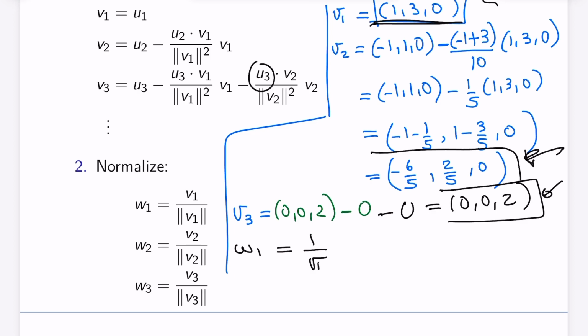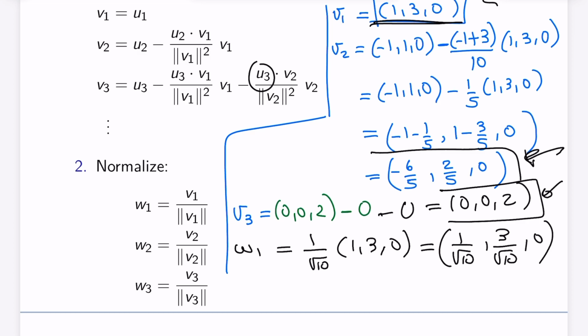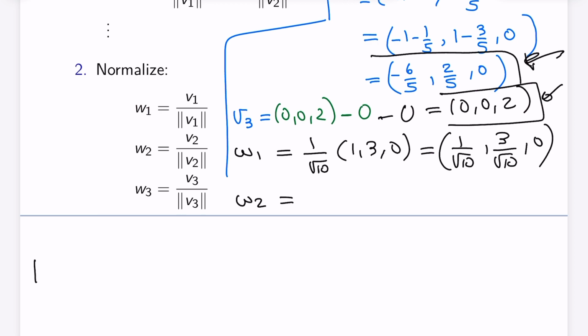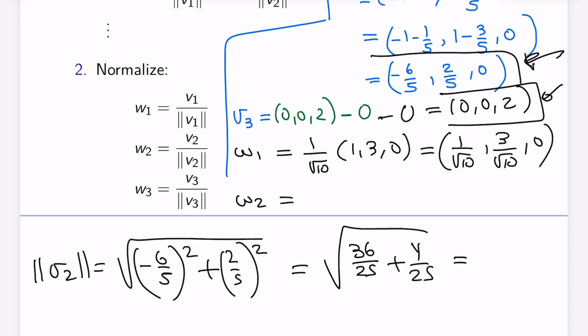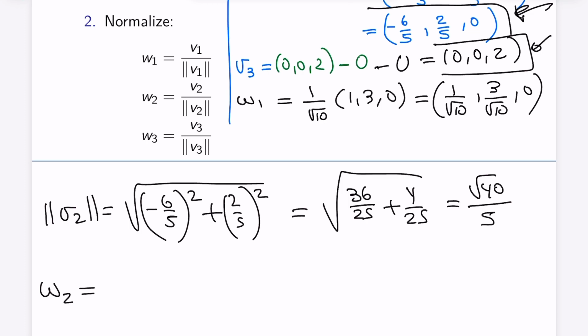So it's going to be 1 over the norm times 1, 3, 0. So the vector is going to be 1 over square root of 10 times this. So that is W1. W2 is going to be this vector divided by its norm. So let's calculate the norm of this vector separately. The norm of B2 will be the square root of minus 6 over 5 squared plus 2 over 5 squared. So then this is square root of 36 over 25 plus 4 over 25, which is the square root of 40 divided by the square root of 25. W2 then is the vector B2 divided by its norm, right? Which means just multiply by the reciprocal of that.